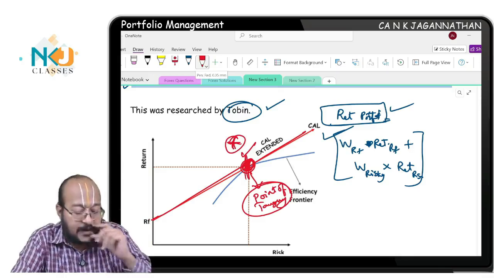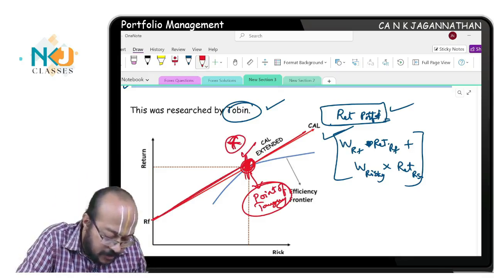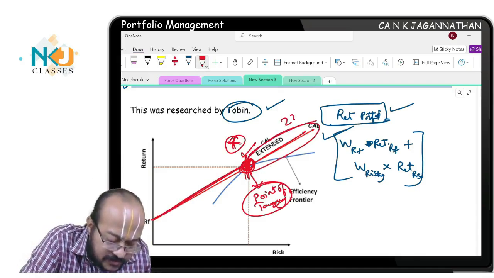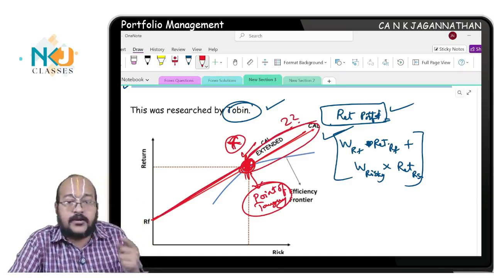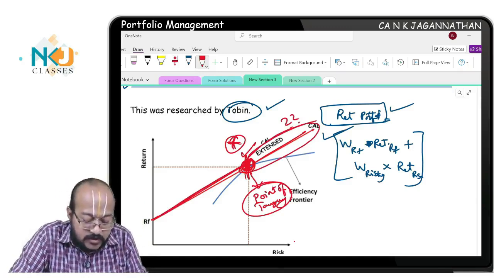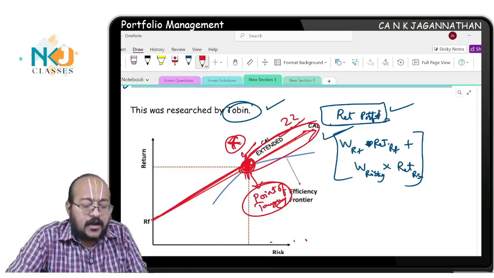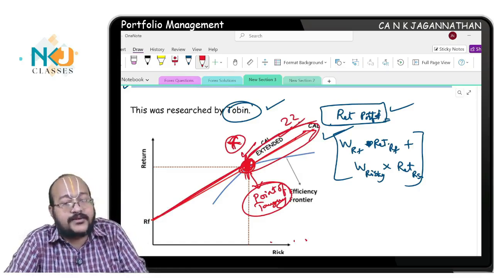Now the main question is to be answered. I understood that this line can be drawn from RF to this point. What is this extended line all about? Why is this line extended above that? Are you all understanding? The question arises now: more risk, more return. The line is getting extended now. How is it possible? What does this extended line represent?